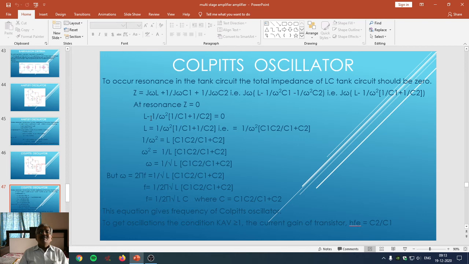Therefore, now transfer this term to the right side. L equals 1 upon omega square into bracket 1 upon C1 plus 1 upon C2. That is 1 upon omega square into bracket, by taking the LCM, we can get C1 C2 upon C1 plus C2.